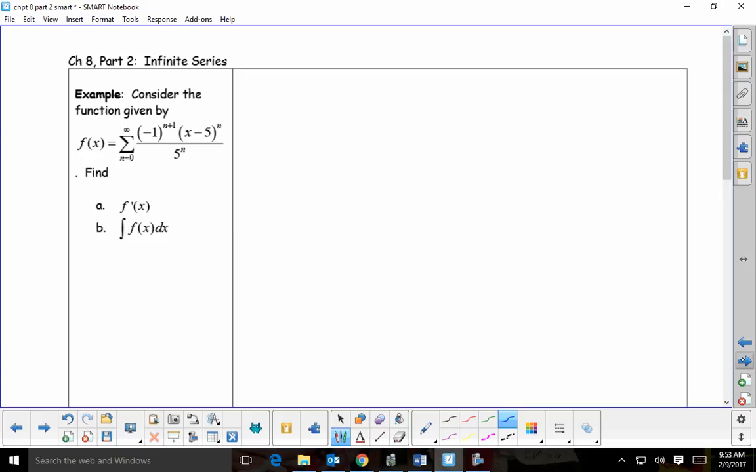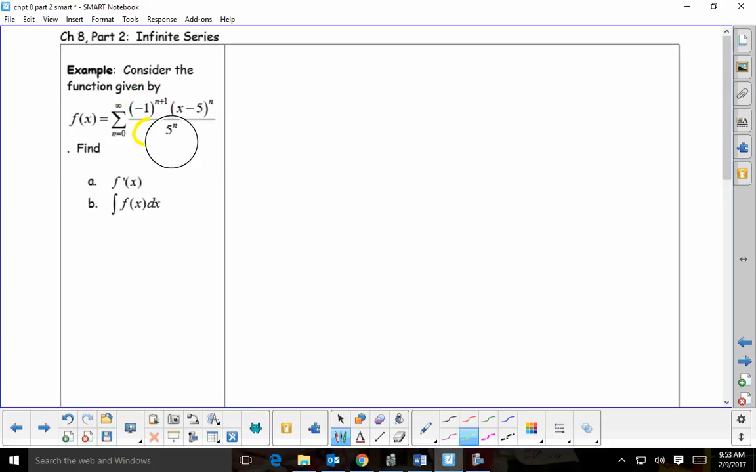What's the a sub n part? What's the coefficient part? Is this part a coefficient? Do you have any x's in there? So it's part of my coefficient. Is this part a coefficient? So all of that is a coefficient. Is this part now a coefficient? No, because I've got the x's involved.